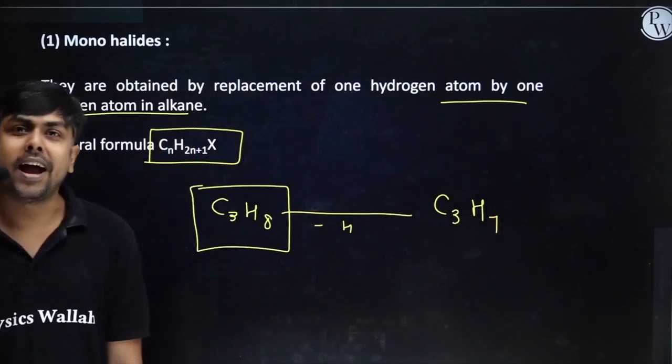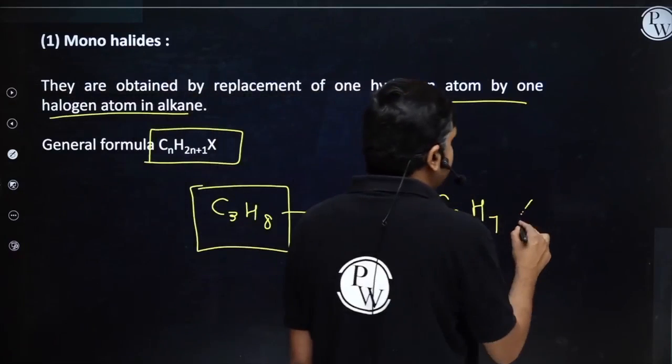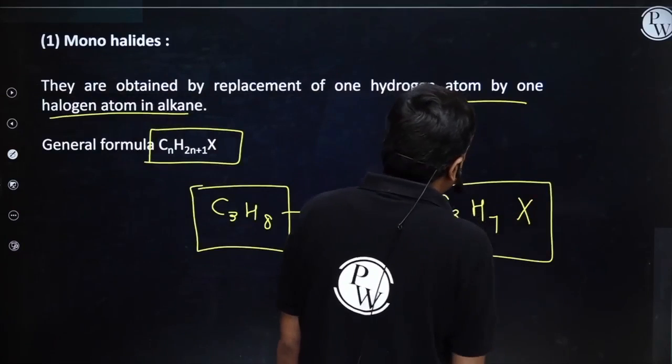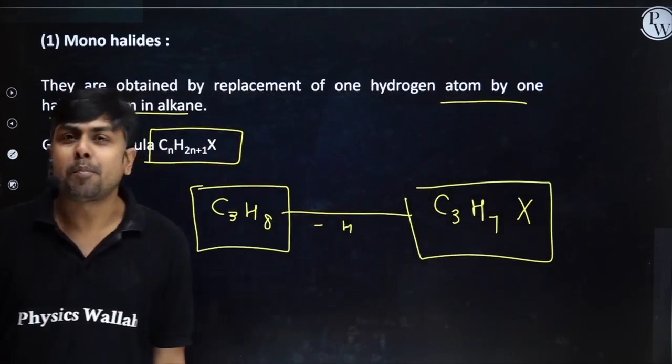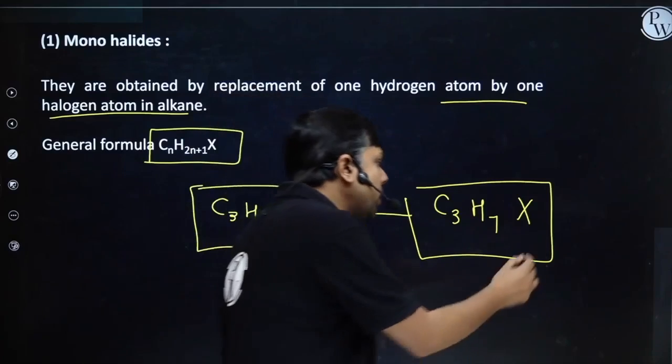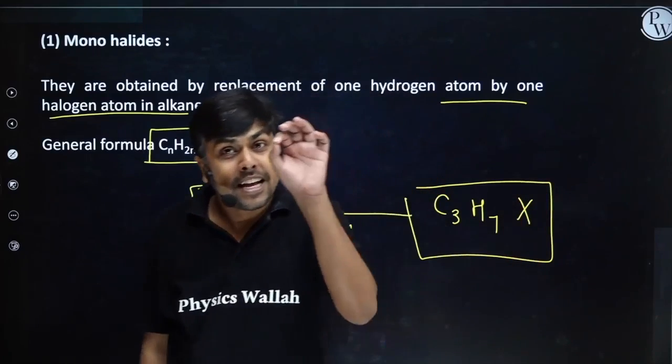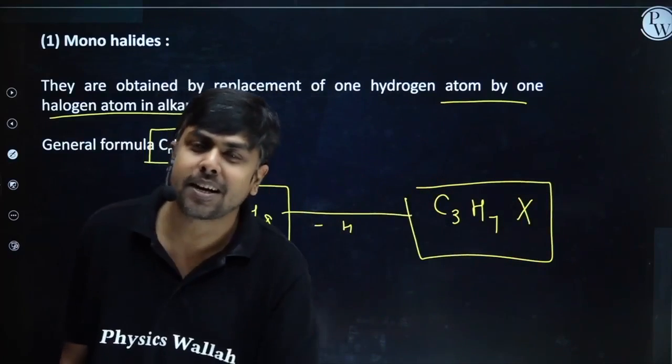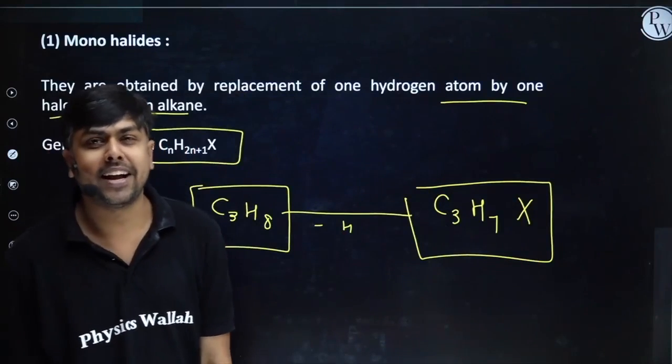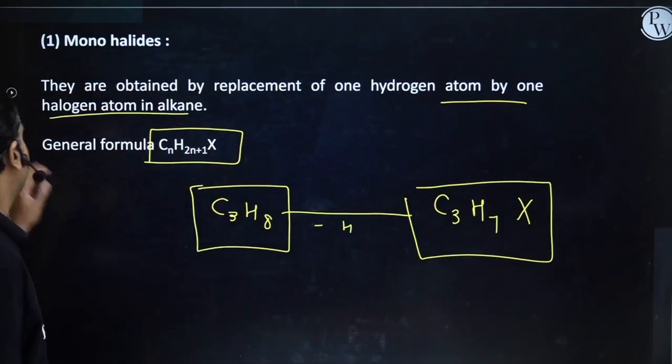C3H7. Now add one halogen atom, C3H7X. The compound obtained is propyl halide. So here one of the hydrogen atoms is replaced by a halogen atom. It's a monohalide. Am I clear, student?